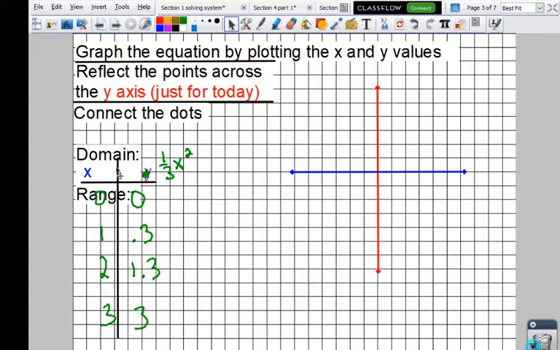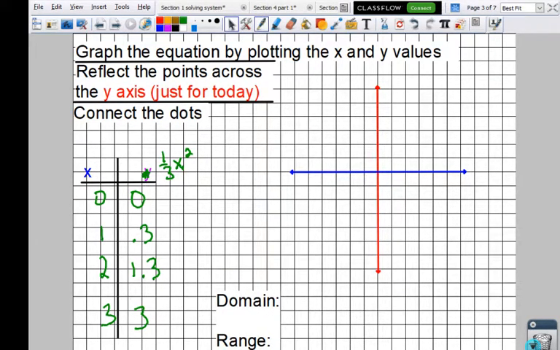Alright, let me move this out of the way. Alright, so I got my table here. I can't look back like you guys can. So, in order to graph this, what we're going to do is start by graphing these 4 points from this table.